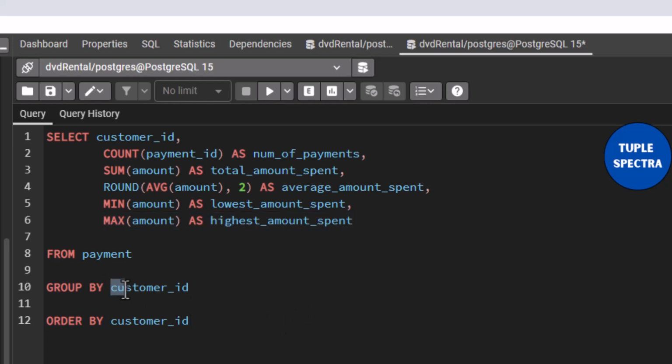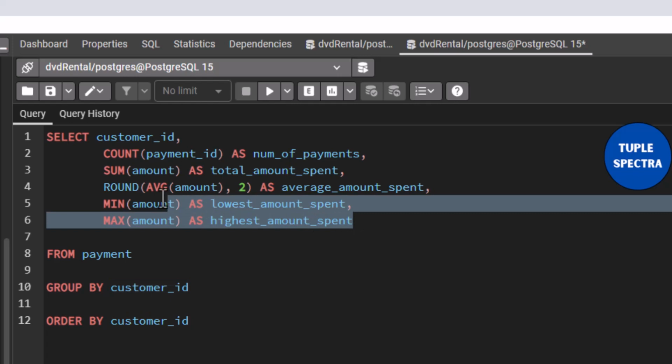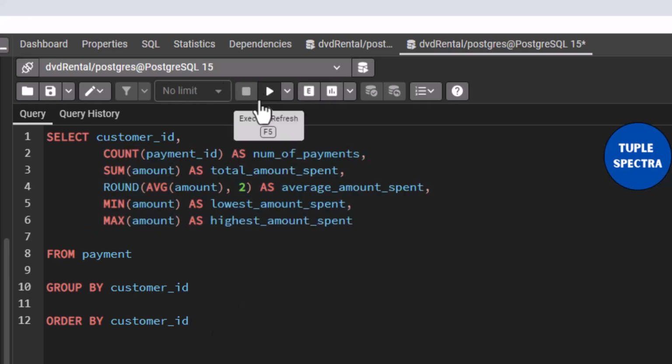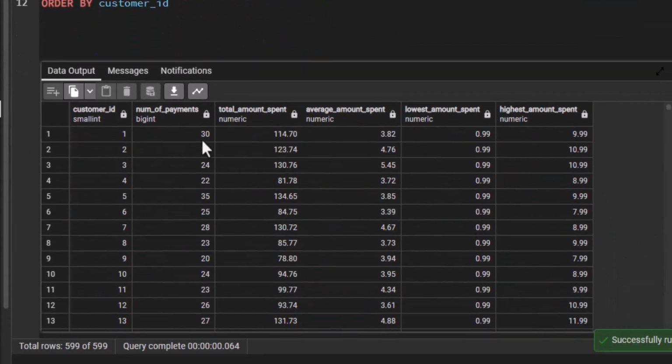Remember, we are grouping by customer ID because we are segmenting by customer. We want to see all these different aggregate statistics per customer, for each customer. Okay, if I run this right now, guys, good, you can see now I also have the lowest amount spent by each of these customers.